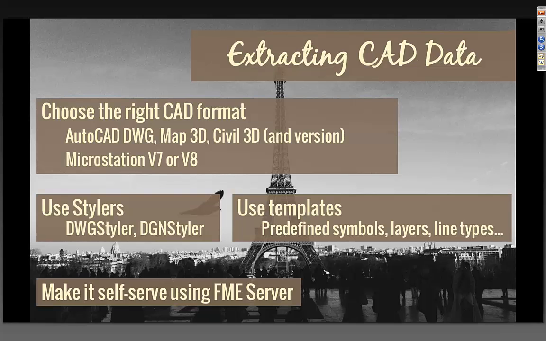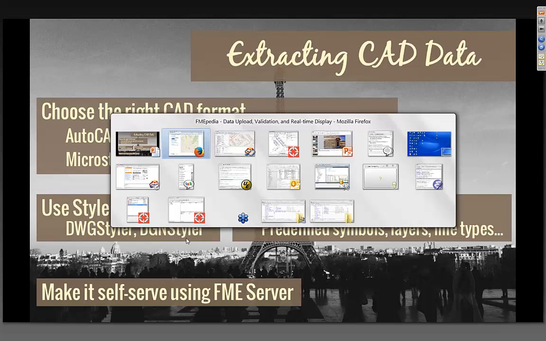We've got the DWG styler transformer and the DGN styler, so they help you connect blocks or cells to your objects, help you style, create line styles, and so on. And then we also have the concept of templates. Well, we call them templates for AutoCAD. Actually, I can't remember what we call them for MicroStation. What are they? Seed files? MicroStation seed files, yeah. And so they have the predefined symbols and layers and cells, and so on.